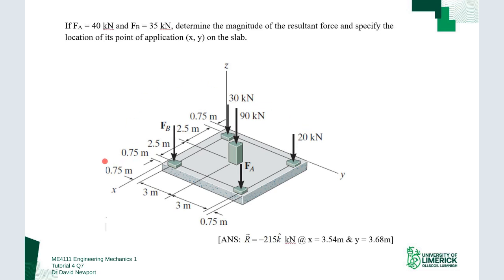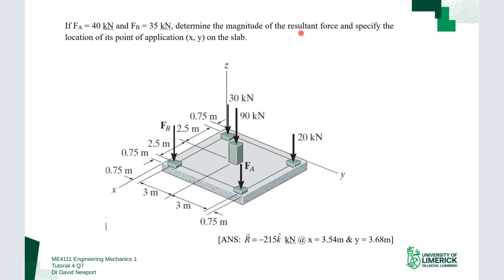that has a number of forces acting on it. We're given some dimensions. It's a bit of a mess with the dimensions. And we're given these 1, 2, 3, 4, 5 forces that are acting on it. So we're told what the magnitude of FA and FB are. They're given in kilonewtons, which is in keeping with the other forces that are there.